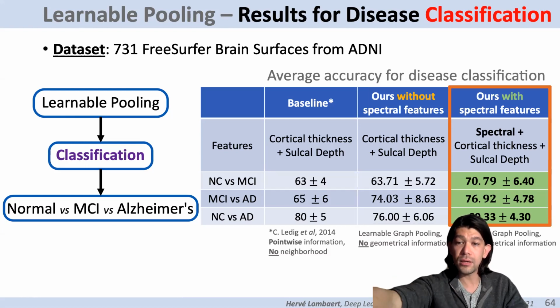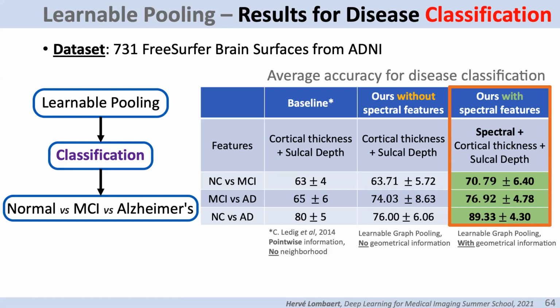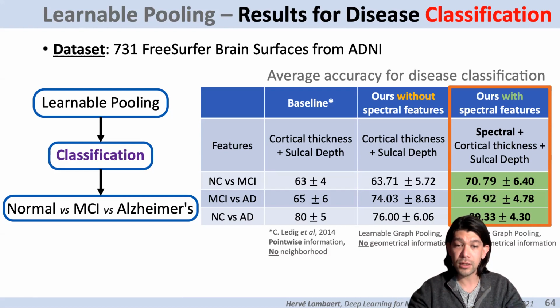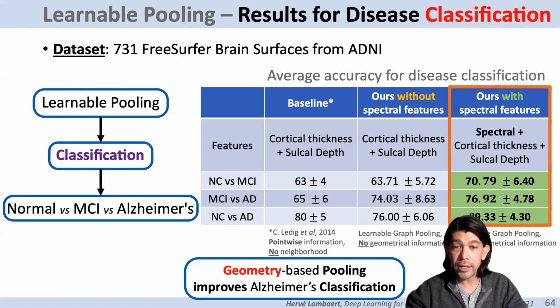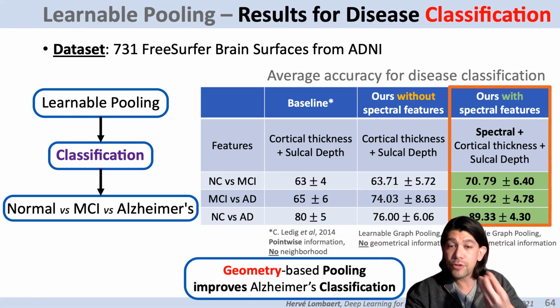And if you do add geometrical information, that means you force the learning to occur, the pooling and the convolution and so on, on the surface, you jump from the 70s to the high 80s, even 90s, percent. So that's not that bad. And again, this is all occurring because it's geometry based in that case.